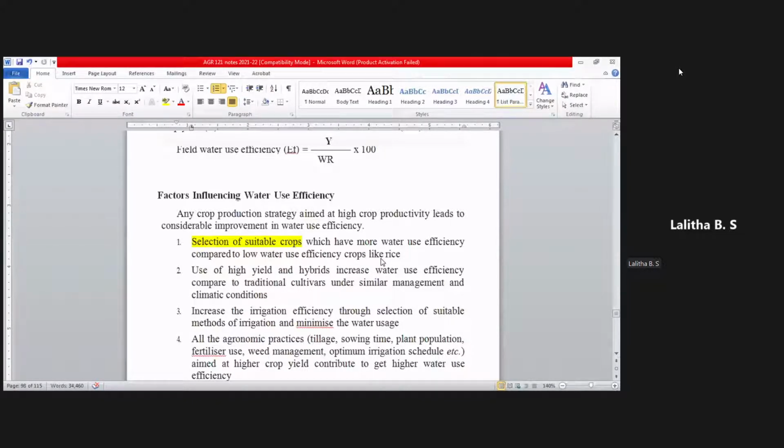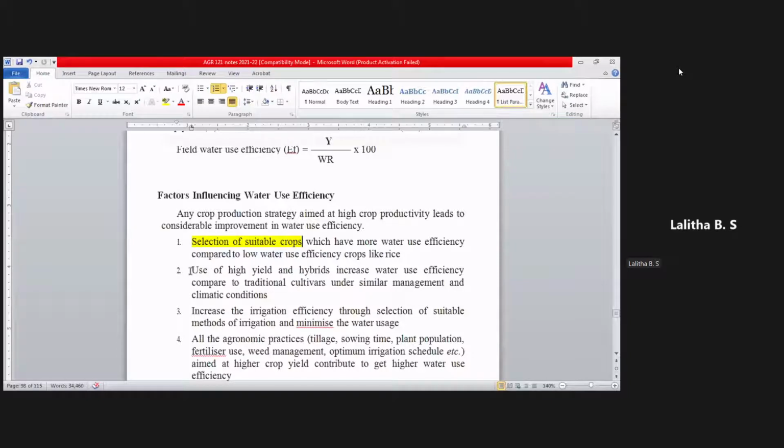Wherever water is more, especially under irrigated conditions, we should not select rice for production. Some farmers are still cultivating rice or paddy using borewell water. That should not be, because they spend more water, but whatever income they get from rice will be less. Instead, if they go for vegetables, they will definitely get more yield and more profit. Then again, use of high yielding hybrid varieties.